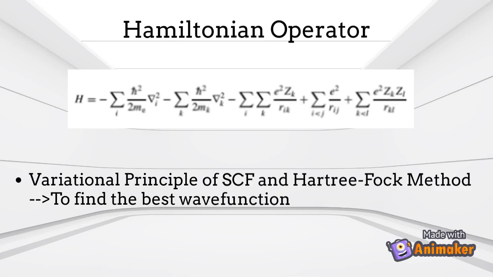As shown here, the form of the Hamiltonian operator has more terms involved, which include the kinetic energy of electrons and also the kinetic energy of nuclei, and it also involves the potential energy of the electron-nucleus interaction, the electron-electron interaction, and the nucleus-nucleus interaction.